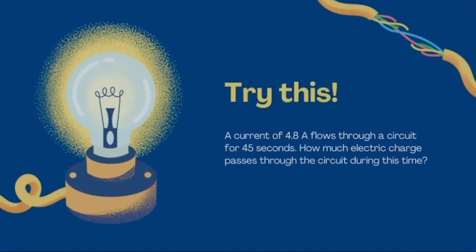Try this. A current of 4.8 A flows through a circuit for 45 seconds. How much electric charge passes through the circuit during this time?